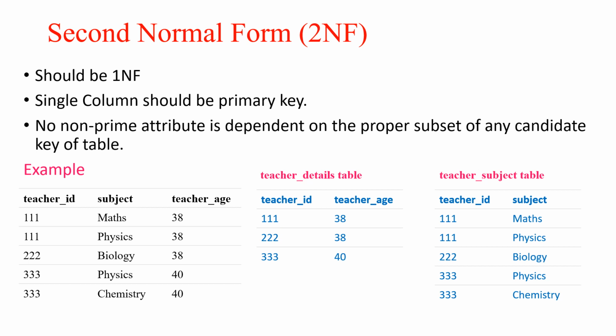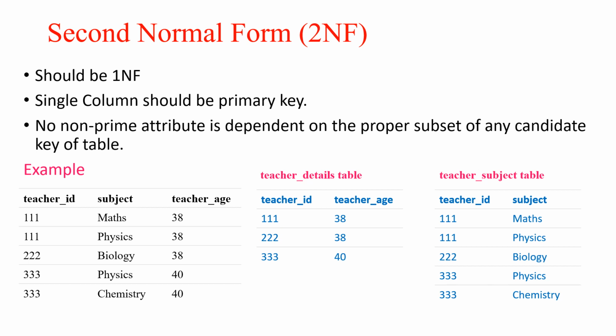So this is an example for the second normal form. Here, a school wants to store the data of teachers and the subjects they teach. The table could look like this. Since a teacher can teach more than one subject, the table can have multiple rows for the same teacher. The table is in the first normal form because each attribute has only single values.